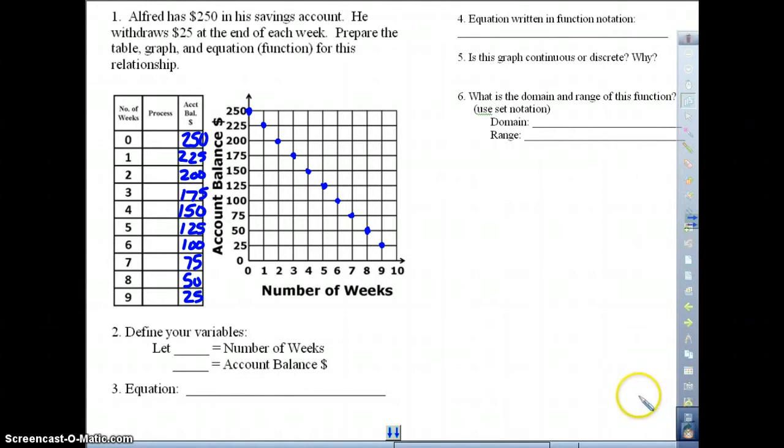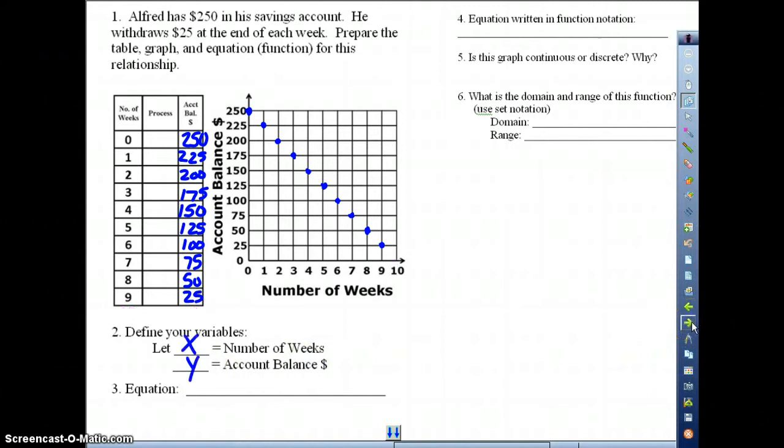Good. You know what? Even though it's not in here, you guys can tell that by the end of the 10th week, he has how much money? Yeah, let's go ahead and add that in there. I'm just going to go ahead and add that in there because that kind of completes the whole thing. He is now dead broke at the end of the 10th week. All right. Let's define our variables. The number of weeks graphed on what axis? And the account balance graphed on what axis?